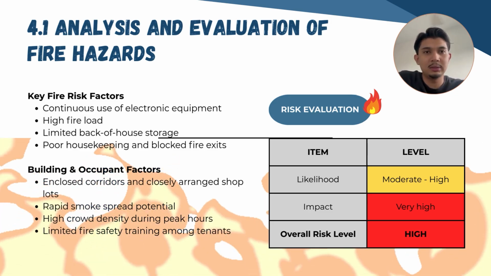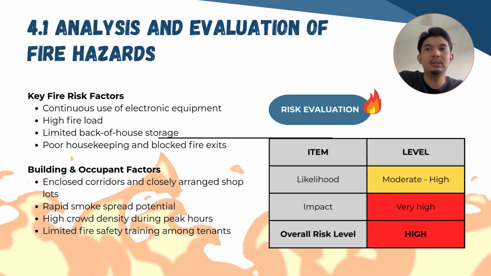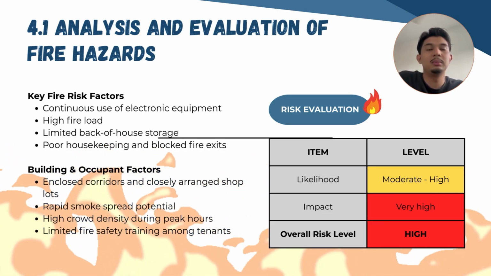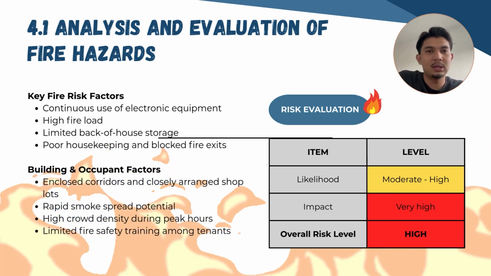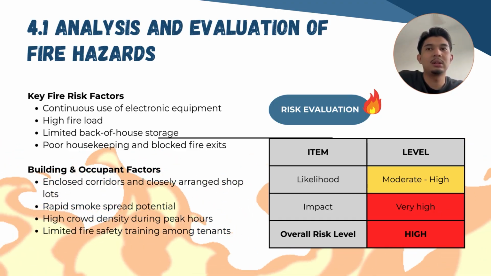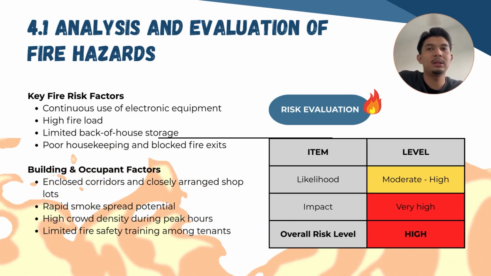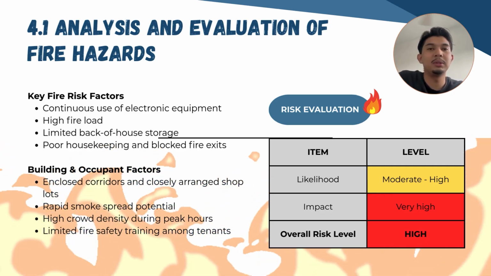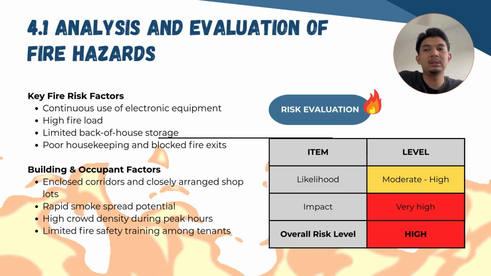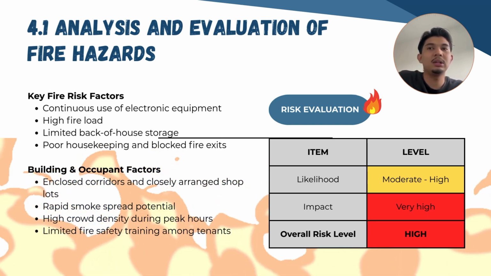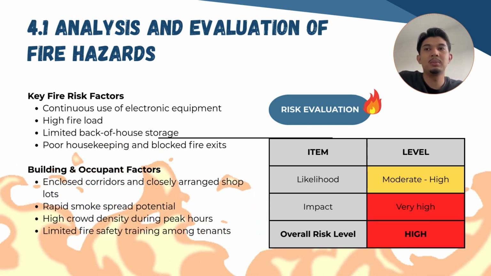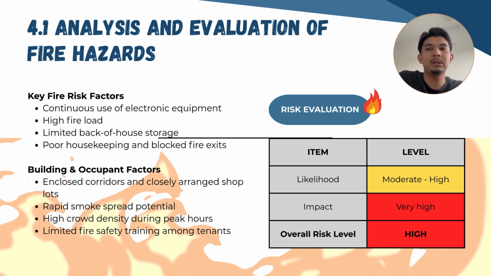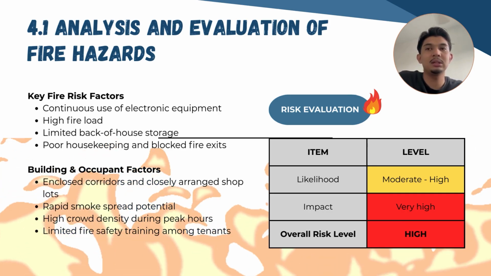So for analysis and evaluation of fire hazard, the key risk factors is continuous use of electronic equipment which builds heat generation. Next is high fire load, which is cardboard, plastics, cable and lithium-ion batteries, limited back of house storage and poor housekeeping. The building and occupant factors is enclosed corridors and closely arranged shop lots, so rapid smoke spread potential is high, crowd density during peak hours and also limited fire safety training among tenants.